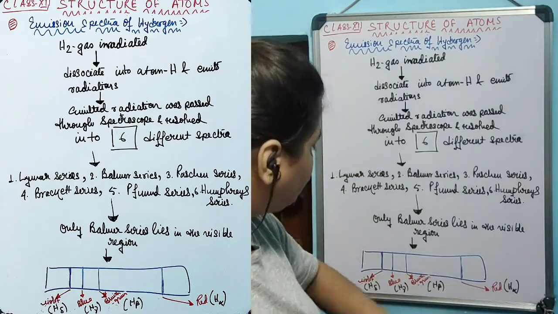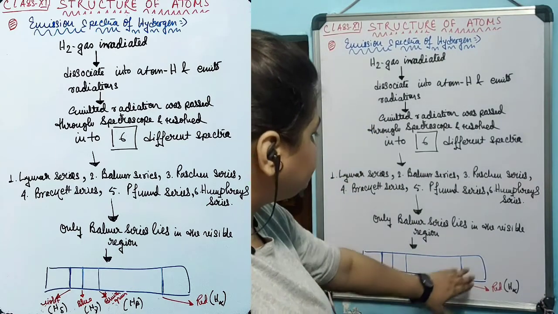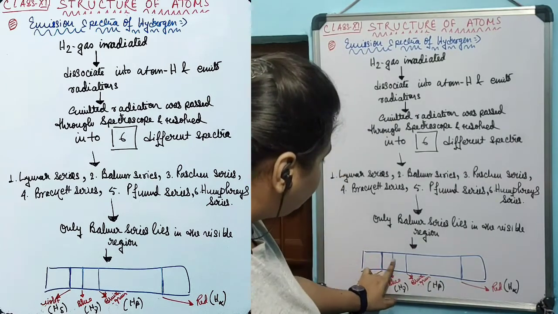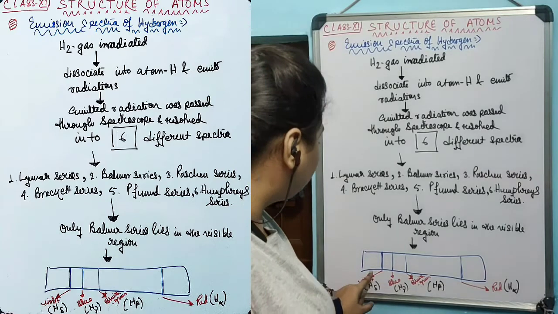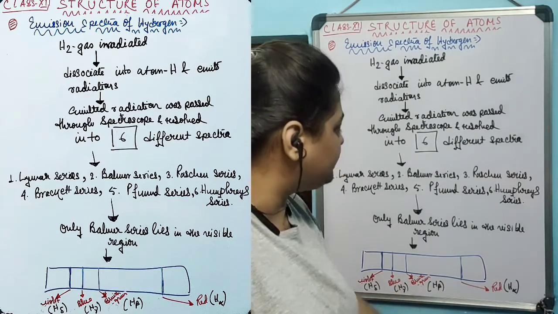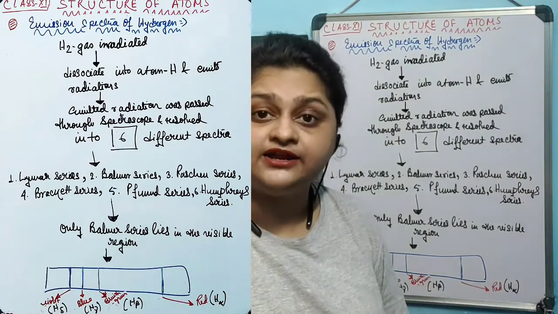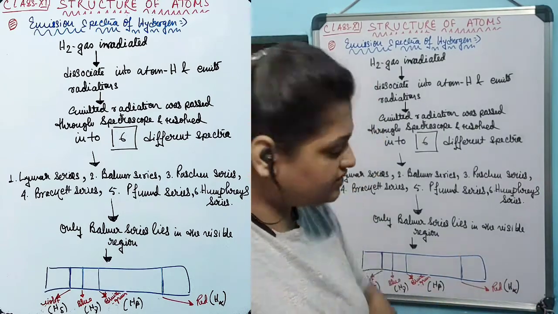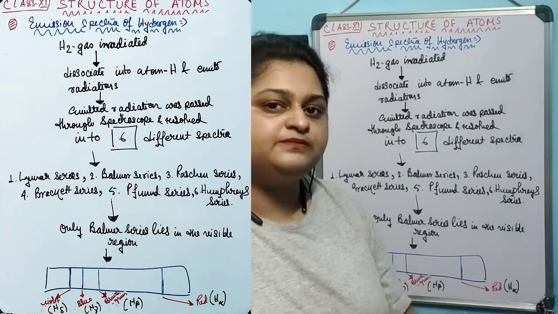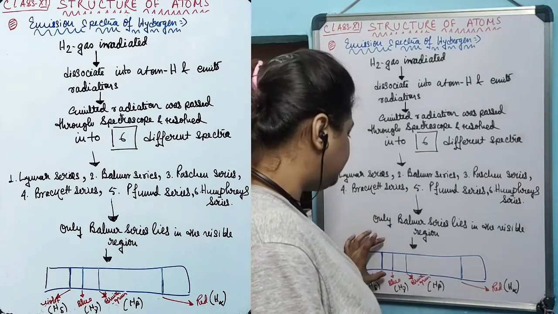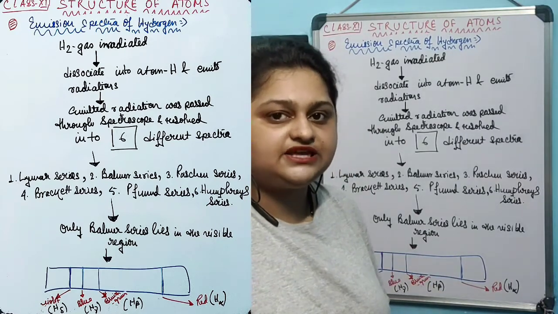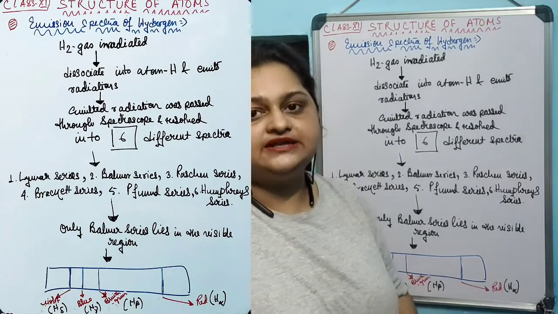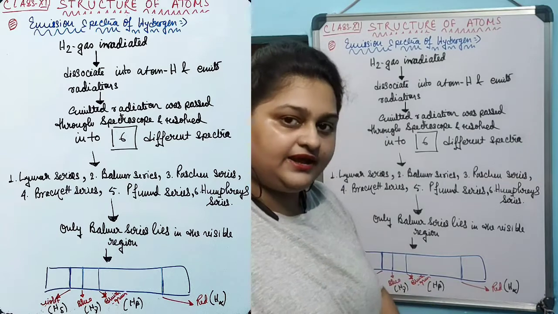This is the Balmer series, which lies in the visible region. That is the spectrum that we are getting. There are 4 lines corresponding to violet, blue, bluish green, and red color that can be observed in a completely dark spectrum. This series is known as the Balmer series because it lies in the visible region.